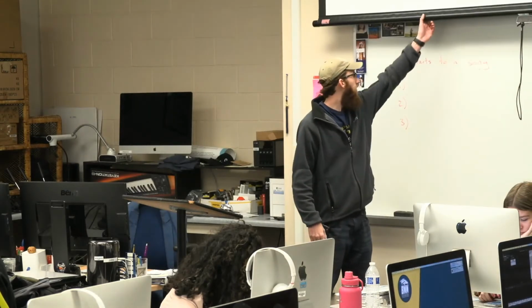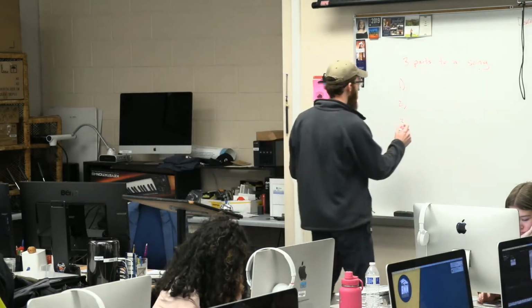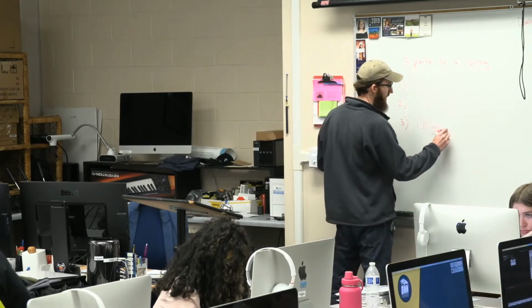So my question for you guys today that we're going to try and go through really quickly is, what are the 3 parts to a song? A song typically needs to have 3 parts in order for it to be a song. I'll give you one of them. Number 3 is rhythm. There needs to be some sort of movement, some sort of rhythm, something that is keeping track of the time in order to continue to push the song forward.